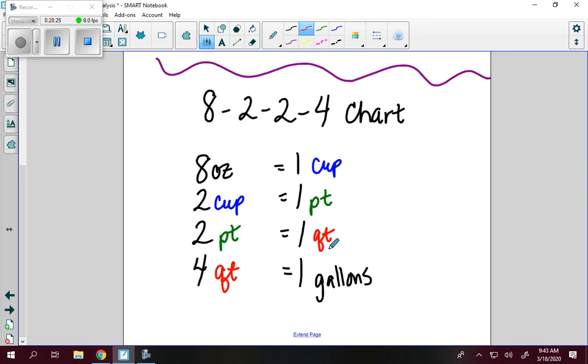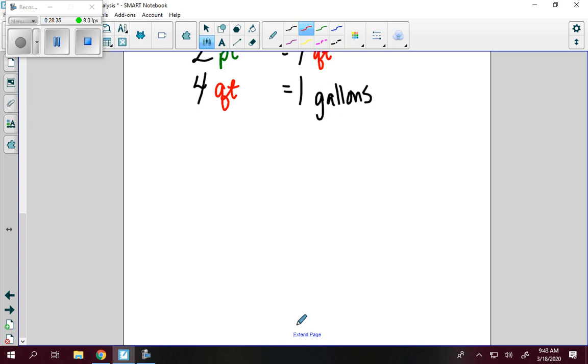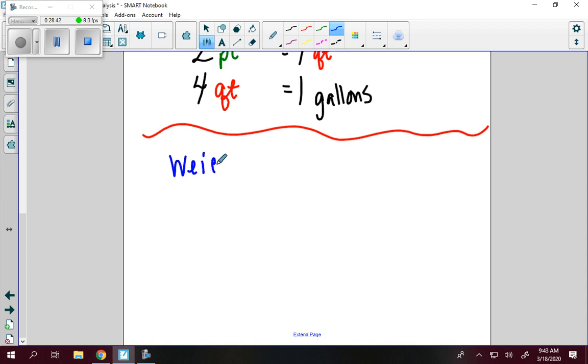Oh, yeah. The only difference between this chart and the G-Man is that it tells you that there are 8 ounces in a cup. Some other conversions that you may need to know are, when we're talking about weight, there are 16 ounces in a pound, and there are 2.2 pounds in 1 kilogram.